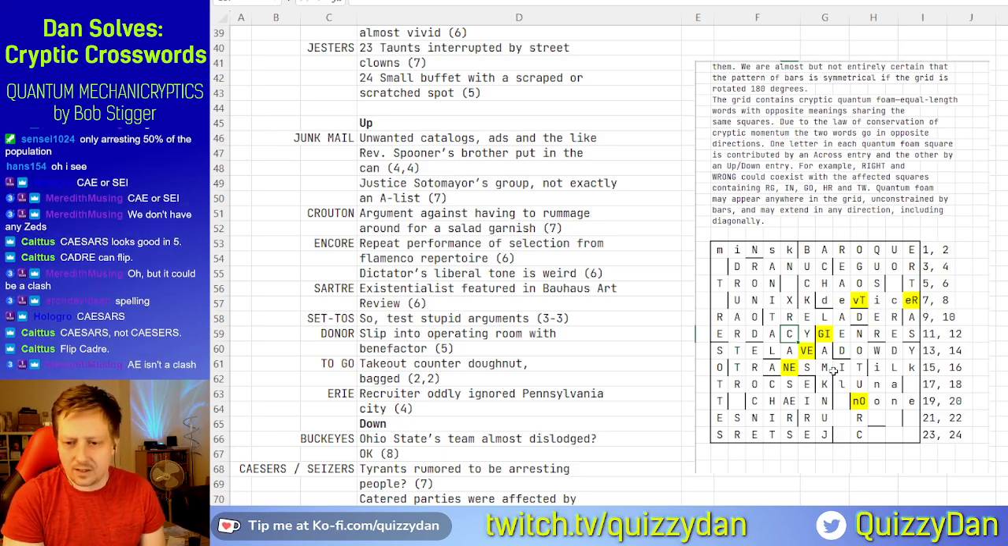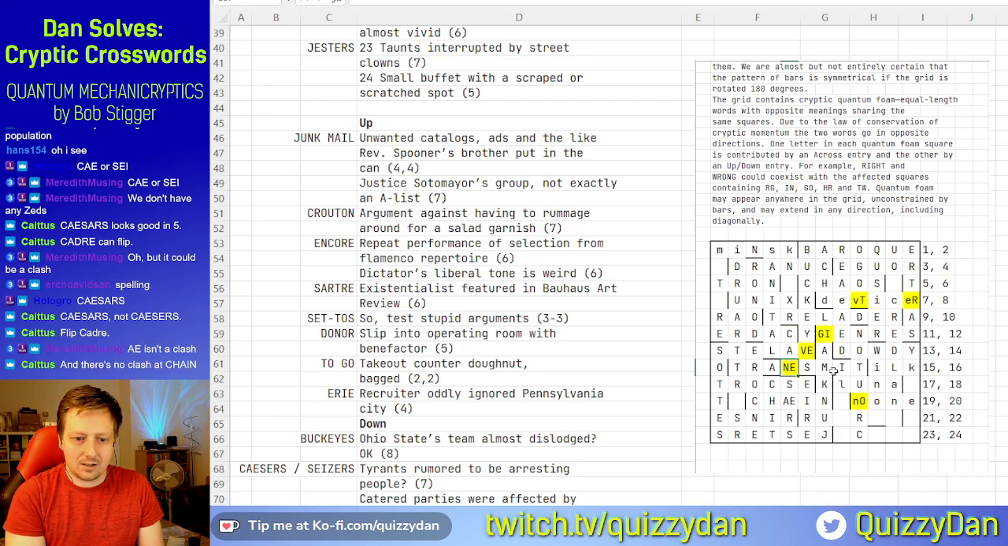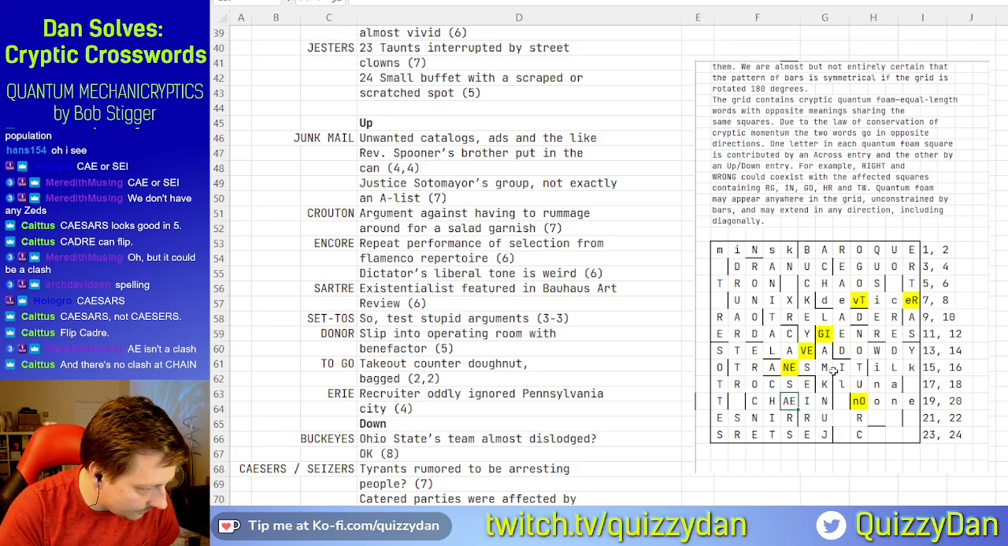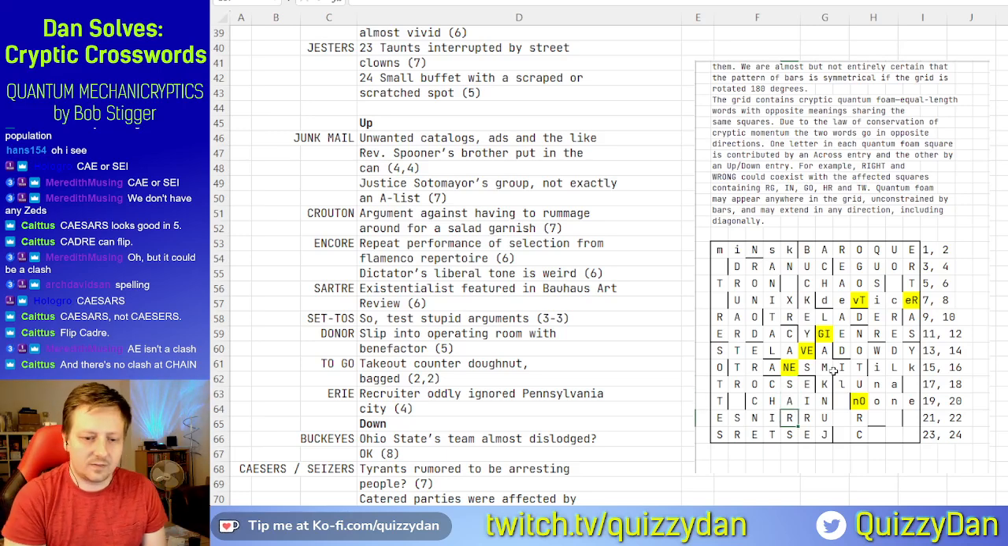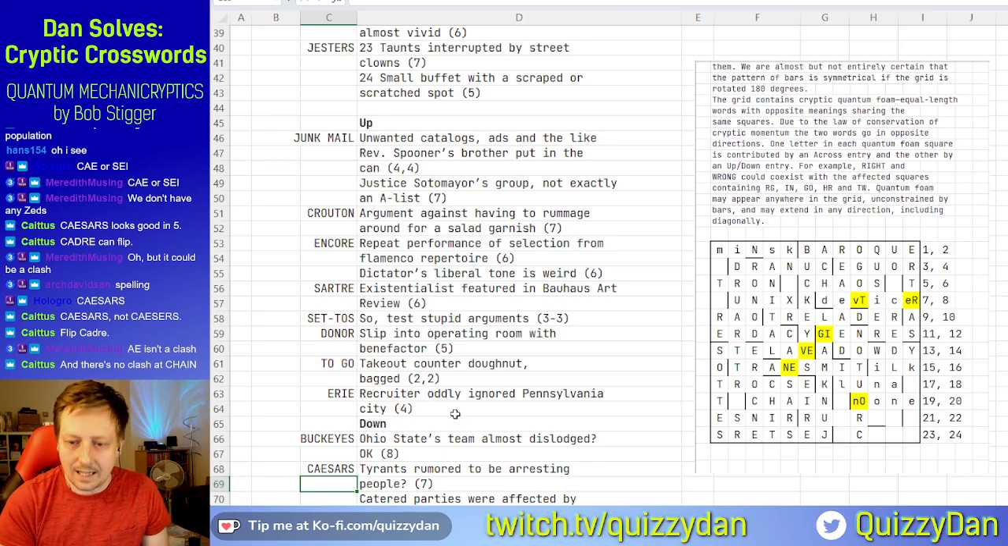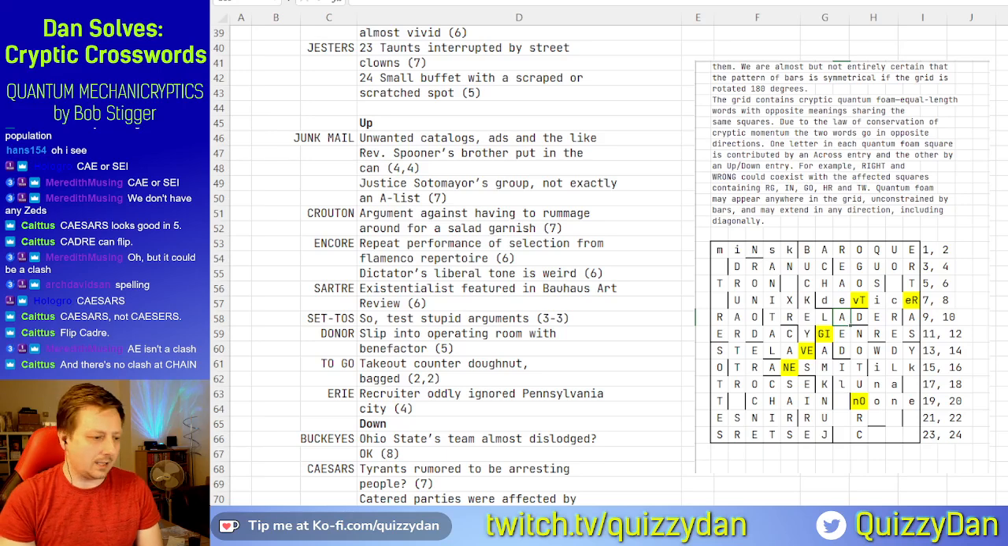So Caesars. Have I done Caesars wrong? C-A-E. There's no clash in chain. Oh. Caesars, thank you. So I was trying to find the... Yeah, good. Yeah. What is this? Not sure, but that's probably going to be a clash as well.